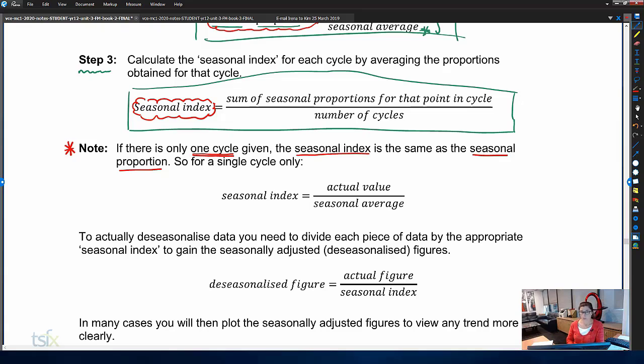the questions. Once you've calculated your seasonal index, you now need to go back to your original data and you need to deseasonalize that data. So to deseasonalize the data, all you need to now do is divide each piece of the original data by the seasonal index so that you now have deseasonalized figures. And this formula here, a deseasonalized figure is actually the actual figure divided by the seasonal index. Okay?